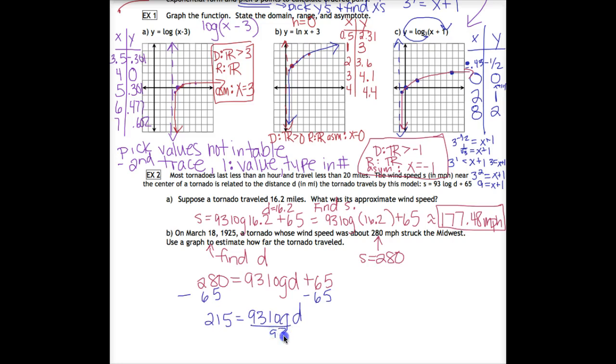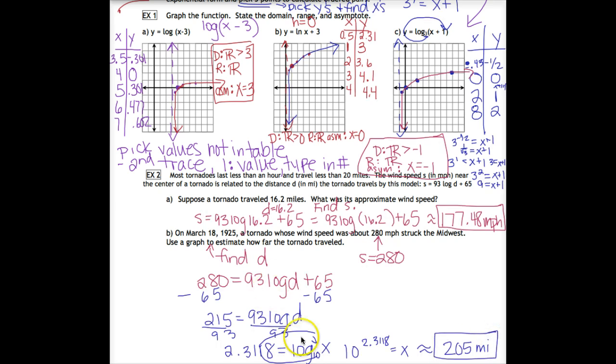Then divide by the 93, which is going to give you 2.3118 equals log of x. Then, because the base of the common log is 10, you would swoop to solve. So you would do 10 to the, oops, half my swoop went away, 10 to the 2.3118 equals x. So if we do that, you should come up with about 205 miles.